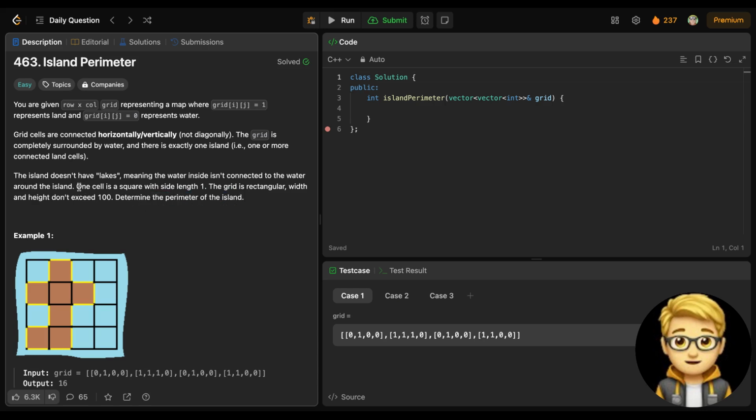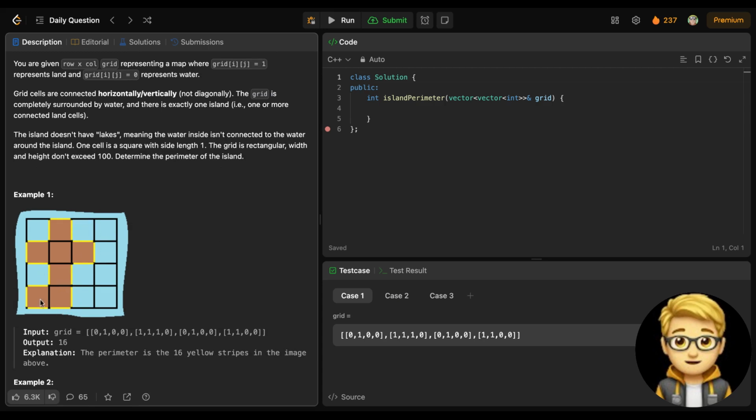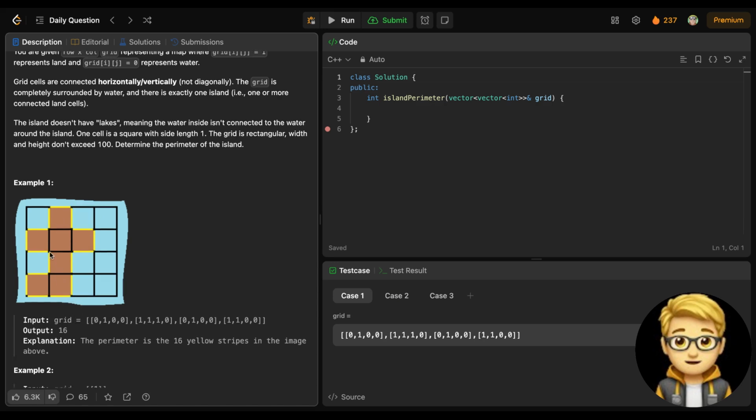It is given that one cell is a square with side length 1. So if you consider this a square, it has four sides, so the perimeter of one cell is 4. We need to find the perimeter of the whole island. So what's the perimeter in this case? The yellow mark that is already marked in the image, if you see, this is the perimeter, right?